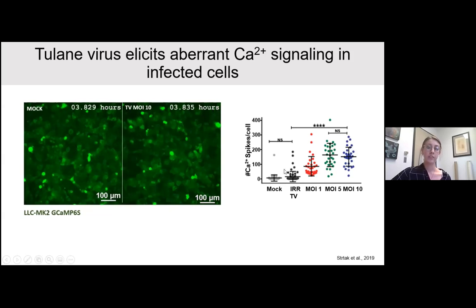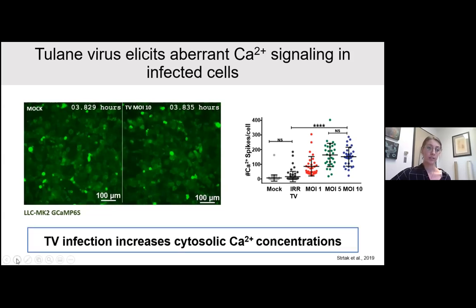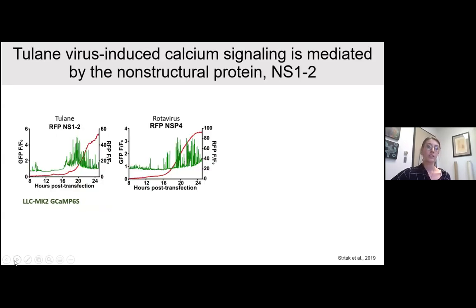And this is actually infectious dose dependent. So if we compare to mock or irradiated Tulane virus, when we infect our cells with increasing multiplicities of infection, we see significant increases in the number of calcium spikes that occur, suggesting that during Tulane virus infection, this increases cytosolic calcium concentrations.